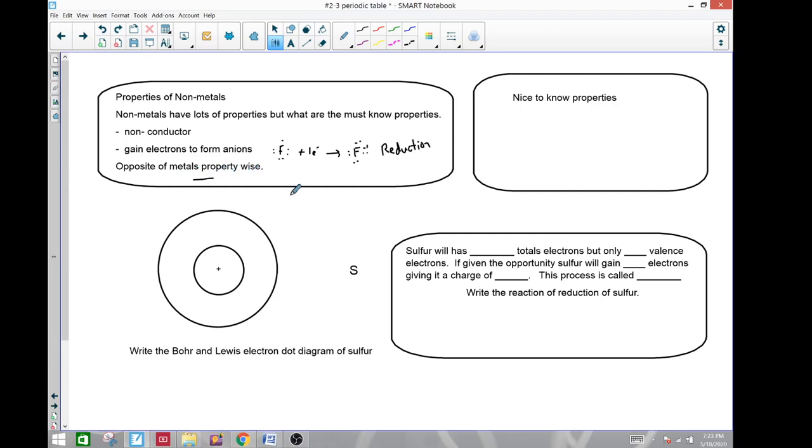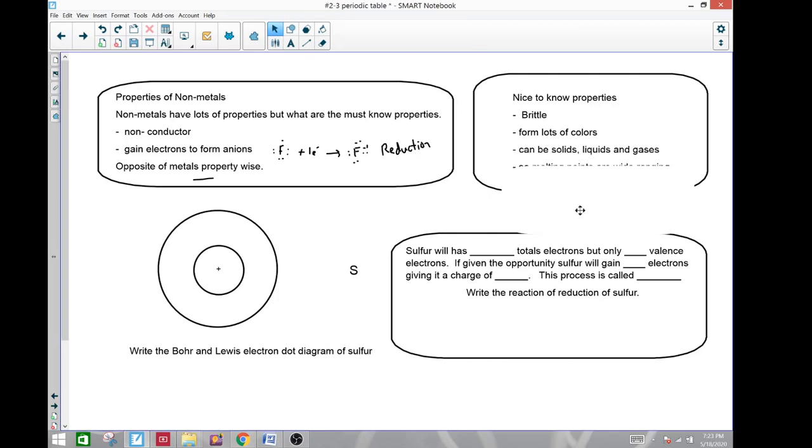All right, so nice to know things about non-metals. They're brittle, form lots of colors. Can be solids, can be liquids, can be gases. So melting points are wide-ranging. Again, these are things that if you looked up non-metals, you might say, oh, interesting. There are some reasons behind that, but it's just not the most important stuff, but kind of interesting.